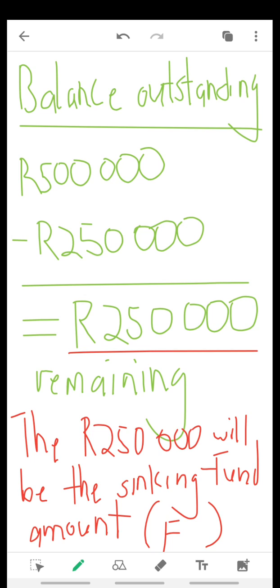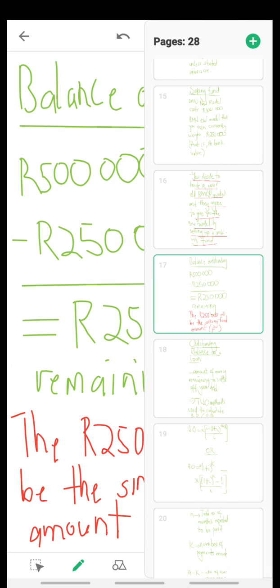And this remaining amount will be paid using what we call a sinking fund. They will open up a sinking fund for you where you will pay that amount until you finish. So we call that a sinking fund: the remaining amount that you still need to pay using equal monthly installments. The 250,000 rands will be the sinking fund amount, which is your F, the future value amount. You'll pay it with monthly installments until you finish. That's a sinking fund.